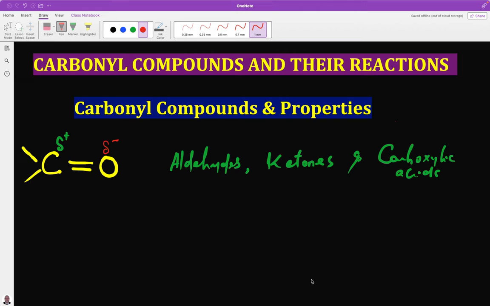What do you understand by carbonyl compounds? What are carbonyl compounds? As you know, carbonyl compounds are compounds that contain the carbon double bond oxygen, or carbon-oxygen double bond group. This group you find here is the carbonyl group. In this carbonyl group, a carbon atom is double bonded to an oxygen atom, and this is a polar molecule. This group is polar as a result of the difference in electronegativity between oxygen and carbon.